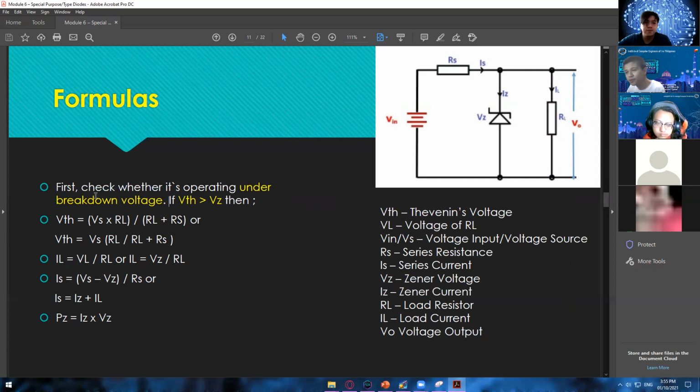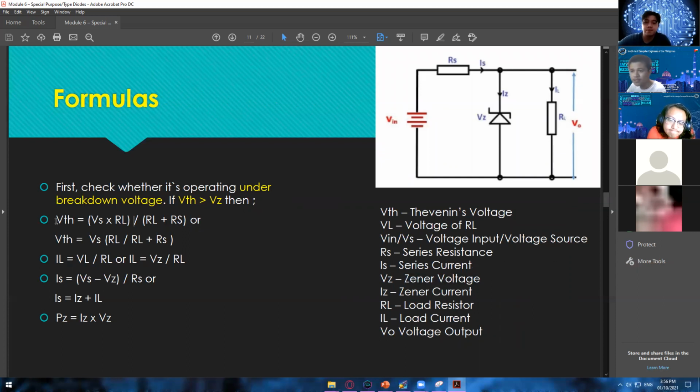So the first thing that we need to do is check whether it's operating under breakdown voltage, wherein if it's operating in breakdown voltage, or in reverse bias, VTH should be greater than VZ. Okay, wherein VTH is the Thevenin's voltage. So you will get the formula of the Thevenin's voltage, that's where this one came from. And that one should be greater than VZ. This VZ is our Zener voltage, or the voltage across this Zener diode.